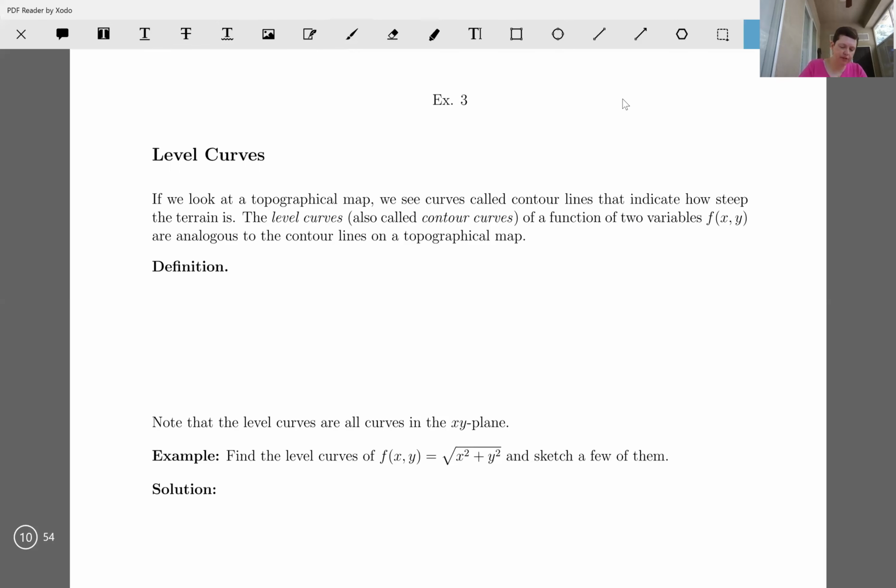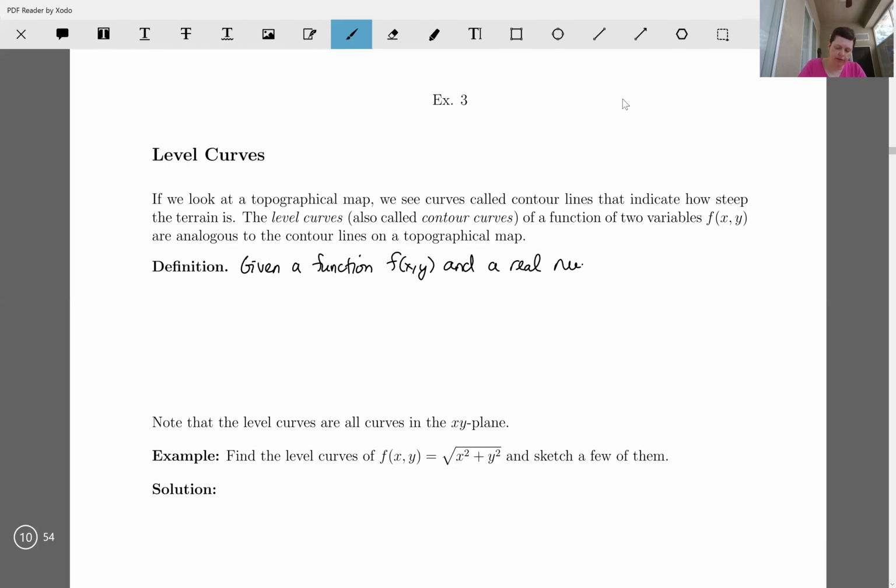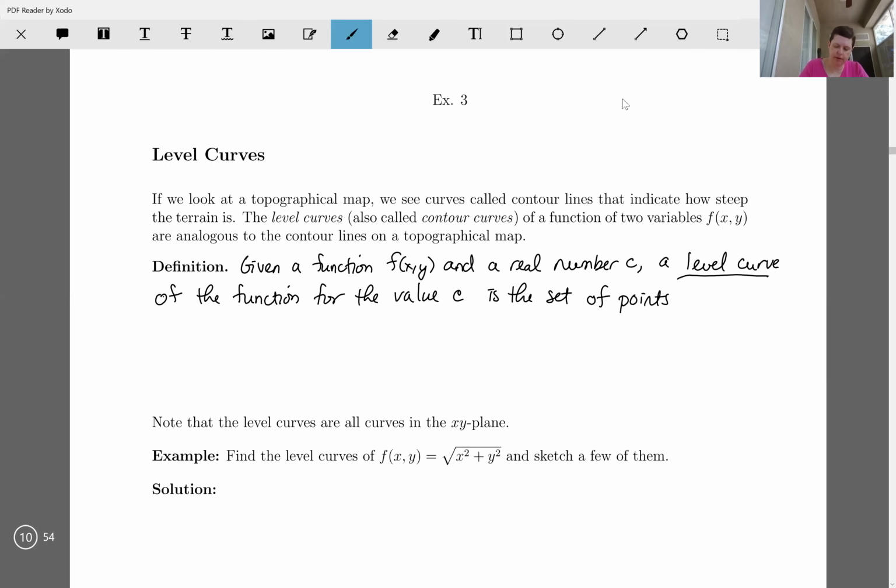So, by definition, given a function f of x, y, and a real number, call it c, a level curve of the function for the value c is the set of points x, y, because we're looking in the x, y plane, satisfying the equation, well, what you'd expect it to satisfy. That is, f of x, y is equal to c.